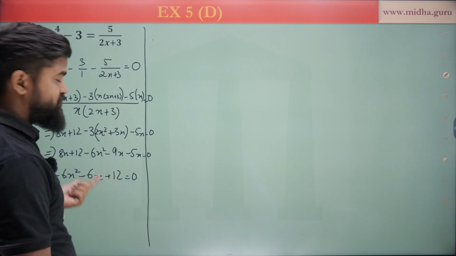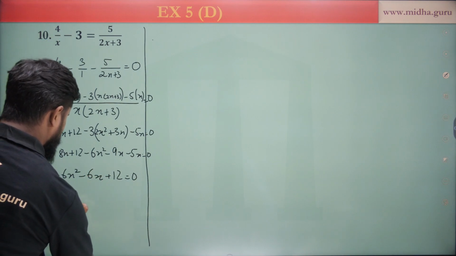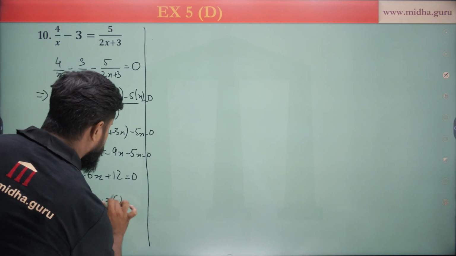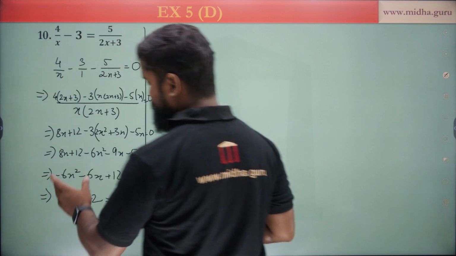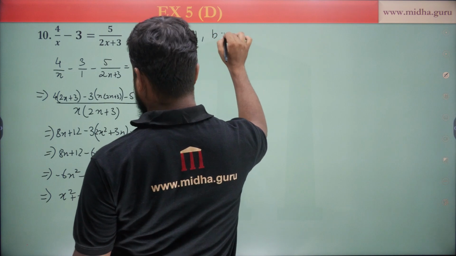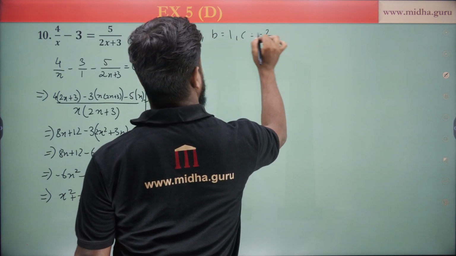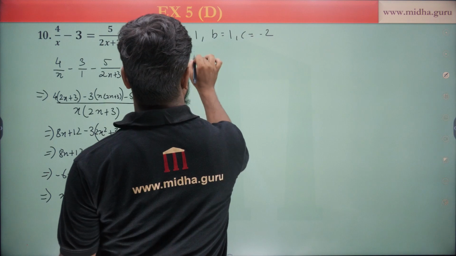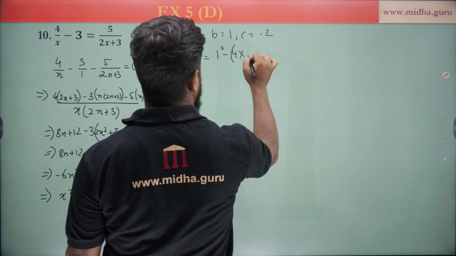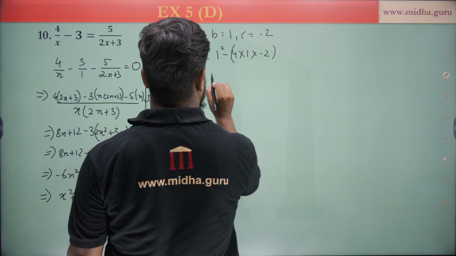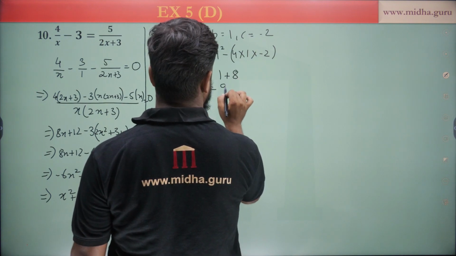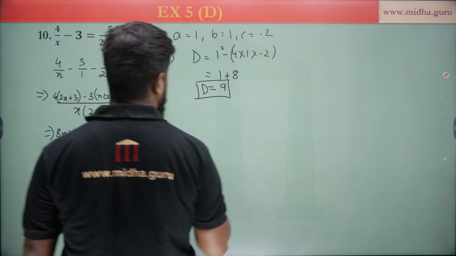Now we will divide this entire equation by minus 6 and we will get x squared plus x minus 2 is equal to 0. Now from this, as it is in the standard form, we will get that a is equal to 1, b is equal to 1 and c is equal to minus 2. So the discriminant will be equal to b squared, that is 1 squared, minus 4 times a into c. So you will get 1, minus and minus becomes plus, 4 into 2 is 8, equal to 9. So the discriminant is equal to 9.